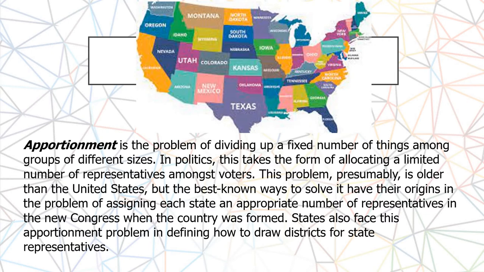If you look at the map of the United States, each state has different sizes, different land area, and of course, the number of people and the population in that particular state also differ. So they're not the same. That's where the problem of apportionment came from, because you cannot just assign one representative to each state, considering that some states have more population than the others.